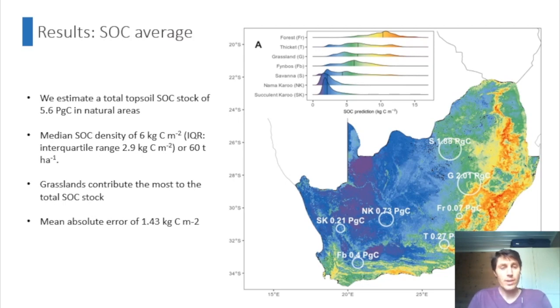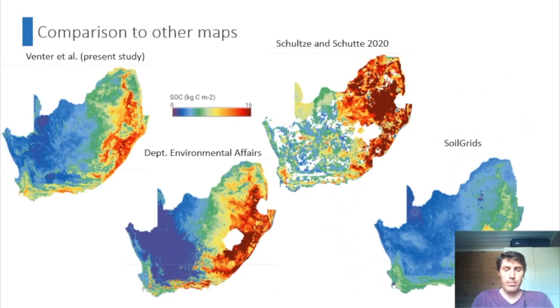lands. The median soil organic carbon density was 6 kilograms carbon per meter squared, and grasslands contribute the most to this total soil organic carbon stock given their large spatial distribution. We also quantified the error associated with these model predictions, and the mean absolute error was 1.43 kilograms of carbon per meter squared.